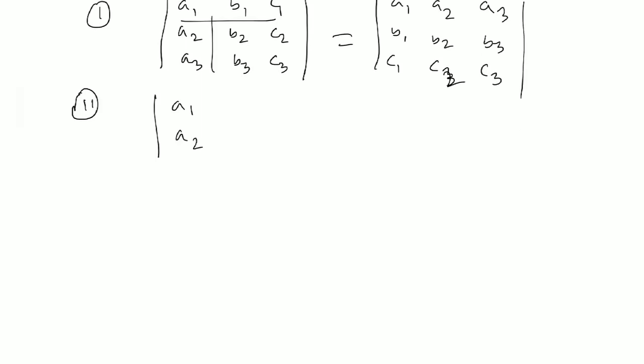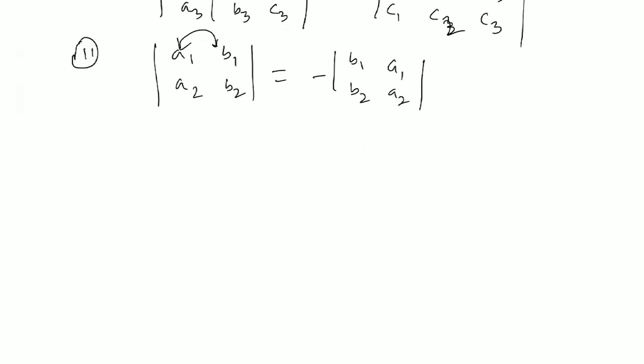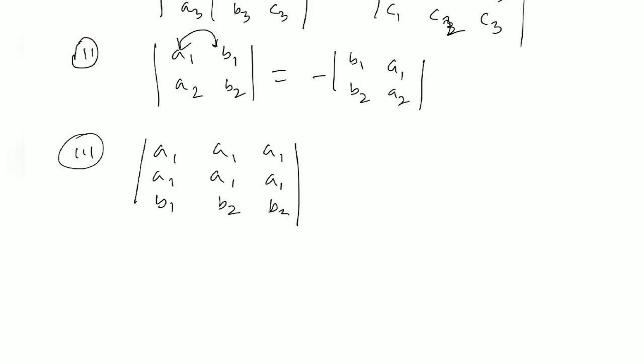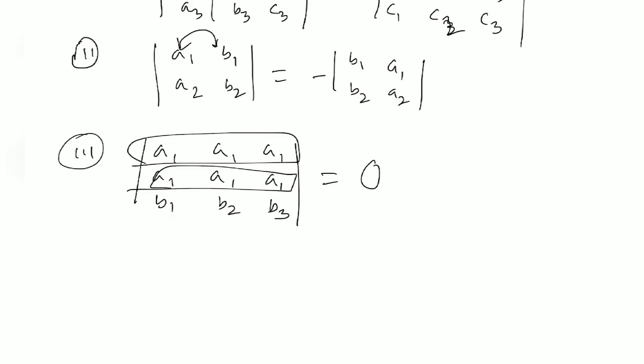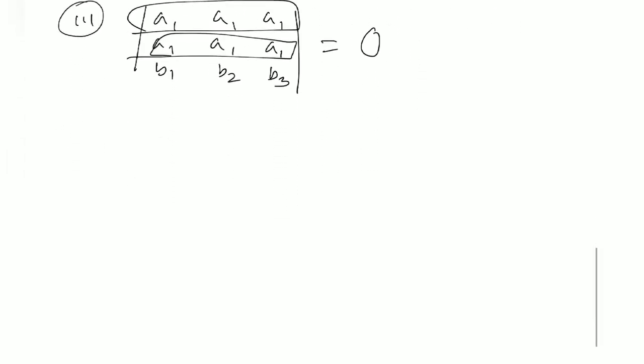Similarly, suppose you have a determinant a1 b1, a2 b2. If you interchange the columns, or also if you interchange the rows, it gives the same result, only you have to put a minus sign in front. Another property: if you have two similar rows or two similar columns, then the value of the determinant will be 0.